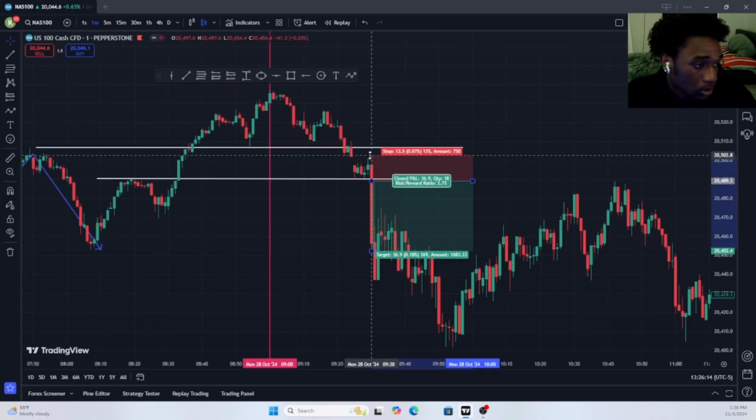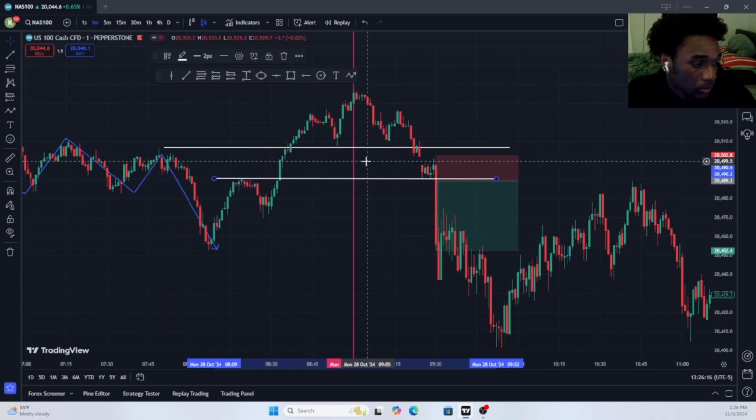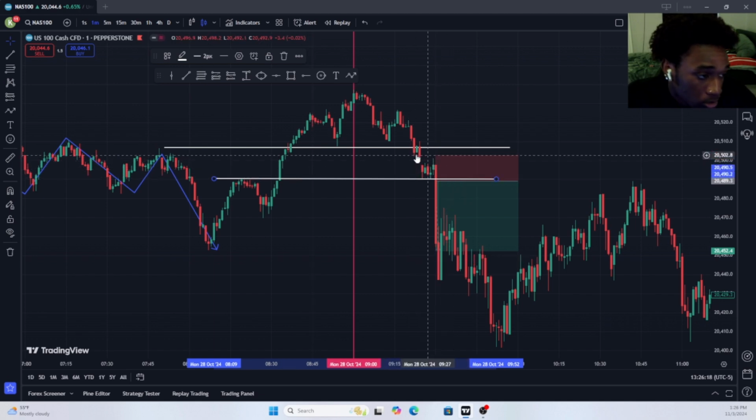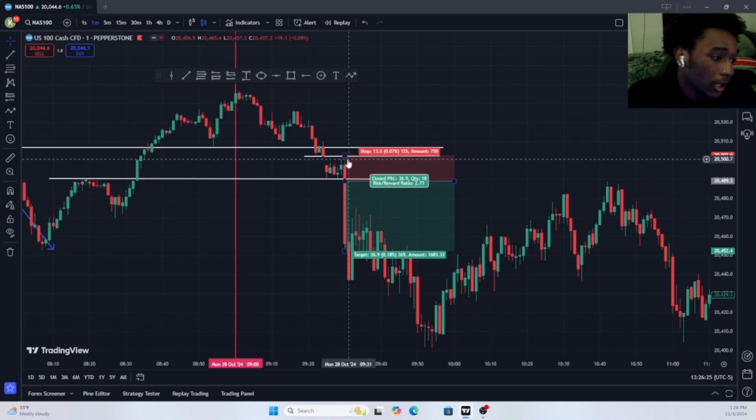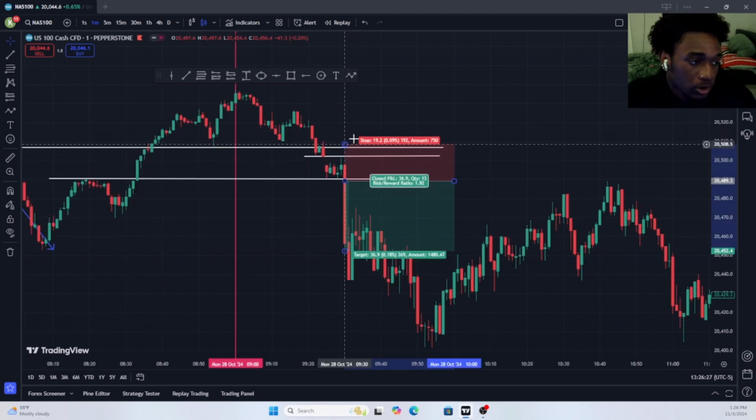But we could have also put our stop right here above this recent zone. I normally put my stop above the recent zone so I can get a better risk to reward. But knowing how the market was last week, I probably would have had my stop here and just taken the 1-to-1. But either way, we would have made money.